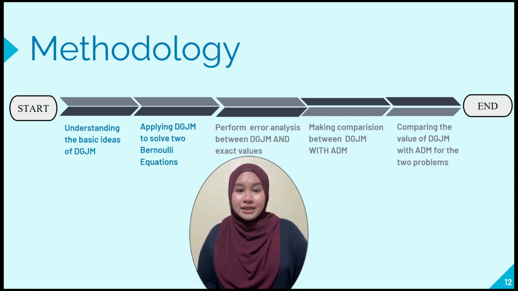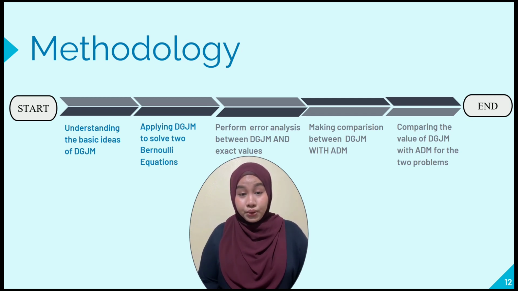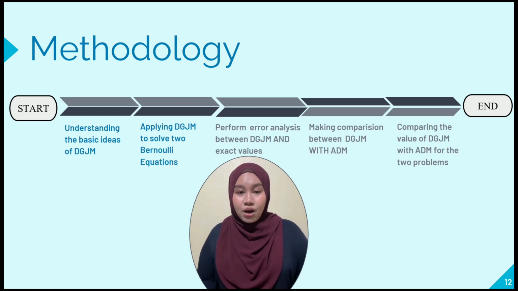On top of that, the values of x that are applied in the study for both methods are between 0 to 0.01. For this proposal, we will use the absolute error formula, which is the subtraction between the exact values and the DGJM values. The error analysis will be shown in the form of tables and graphs. Lastly, we will make a comparison of the absolute errors between the two methods based on the error analysis.